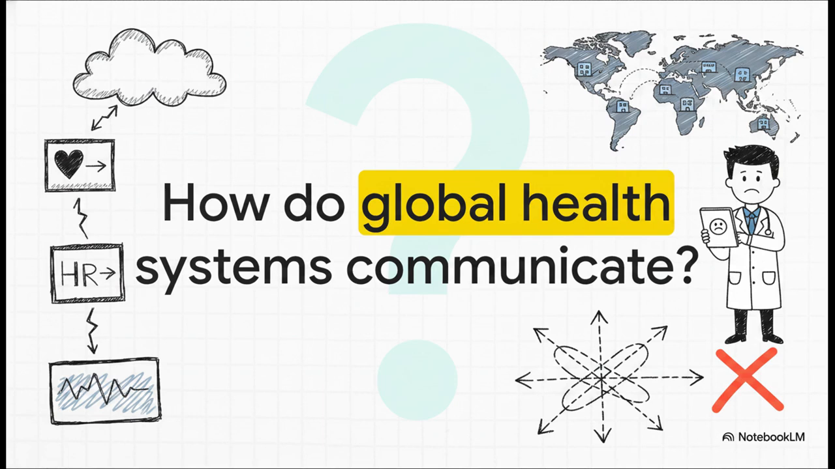So, how do global health systems actually communicate with each other? Well, historically speaking, the answer was not very well. Just imagine the pure chaos of fragmented medical records. You've got one lab calling a test heart rate, while another just types in HR. And the computer system, it has zero idea they're talking about the exact same thing.